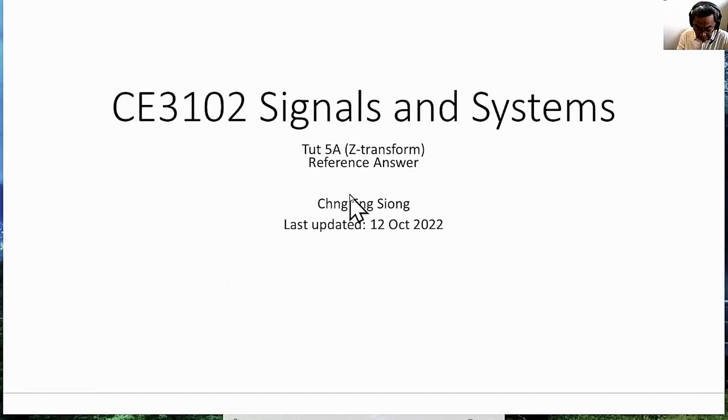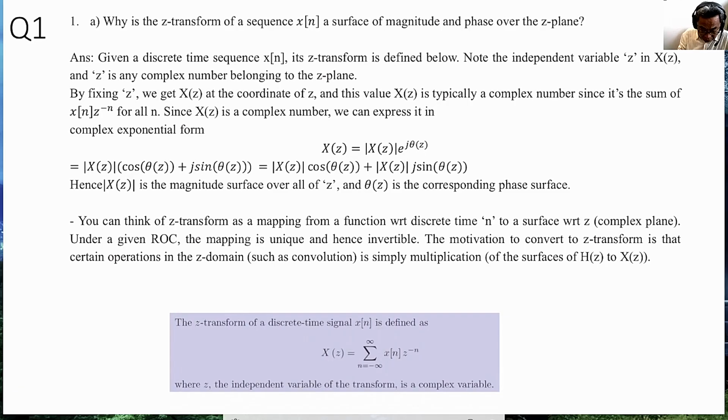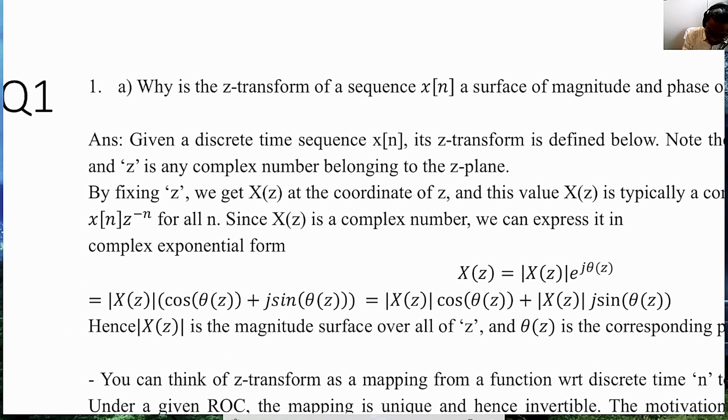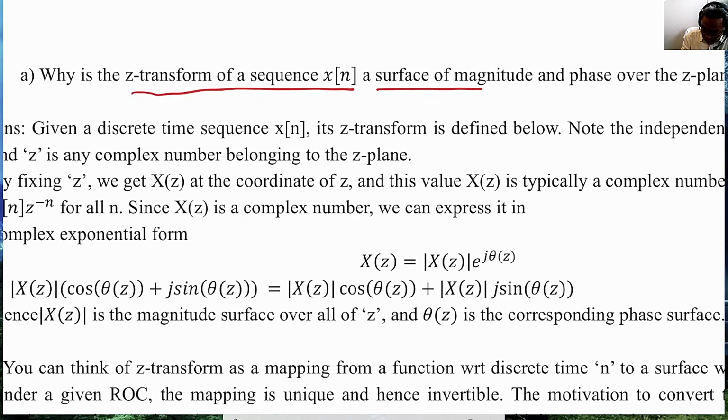Welcome back. This is CE 3102 Tutorial 5a, Z Transform. In this question, we are asked: the Z transform of a sequence x[n] is a surface of magnitude and phase. Why is this so?